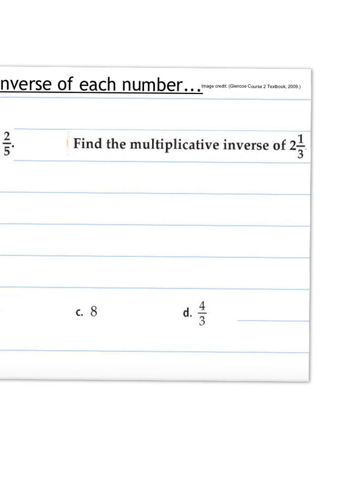Next one, the multiplicative inverse of 2 1/3. Now, it's a mixed number, so what we have to do is we have to turn this into an improper fraction. Now, in order to do that, we take the denominator, multiply it by the whole number, so 3 times 2 is 6, plus the numerator of 1 is 7, 7/3. So the multiplicative inverse, take and flip that, would be 3/7.